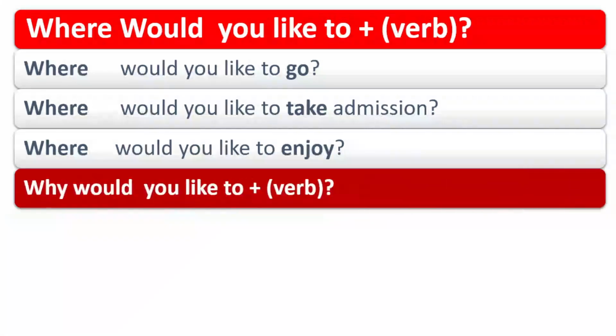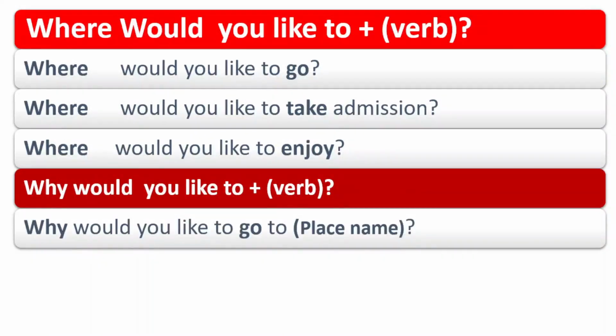Please answer it there. Now the next one is, why would you like to plus verb? Why would you like to go to, and here you can mention the name of the place, right? Wherever you want to go. For me, for example, if I would like to go to Mohodand, it is situated in Swat, KPK Pakistan. So definitely I would say why I would like to go to Mohodand, because Mohodand is the most beautiful place on the earth, right?